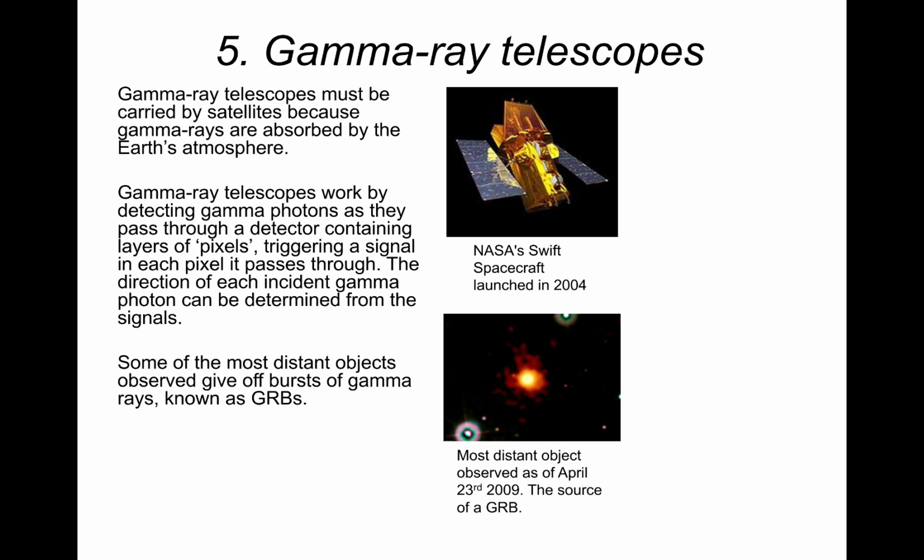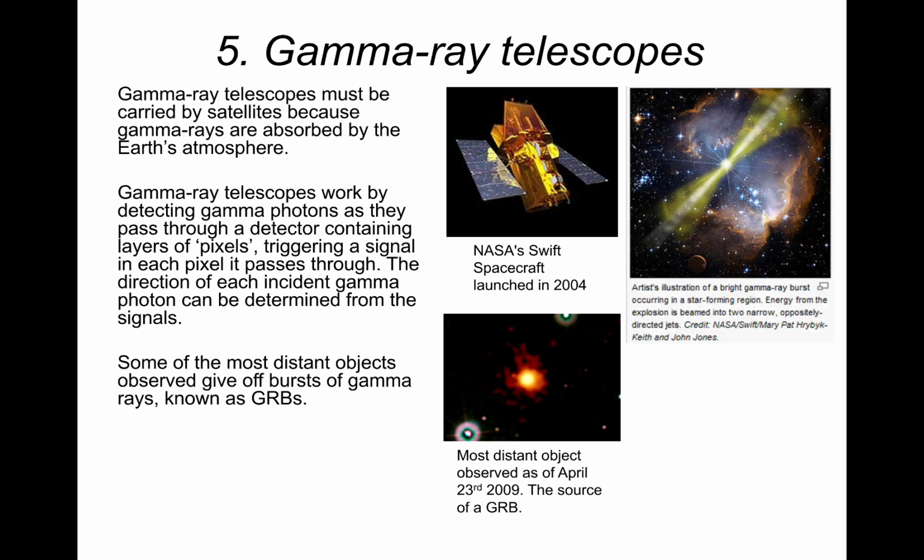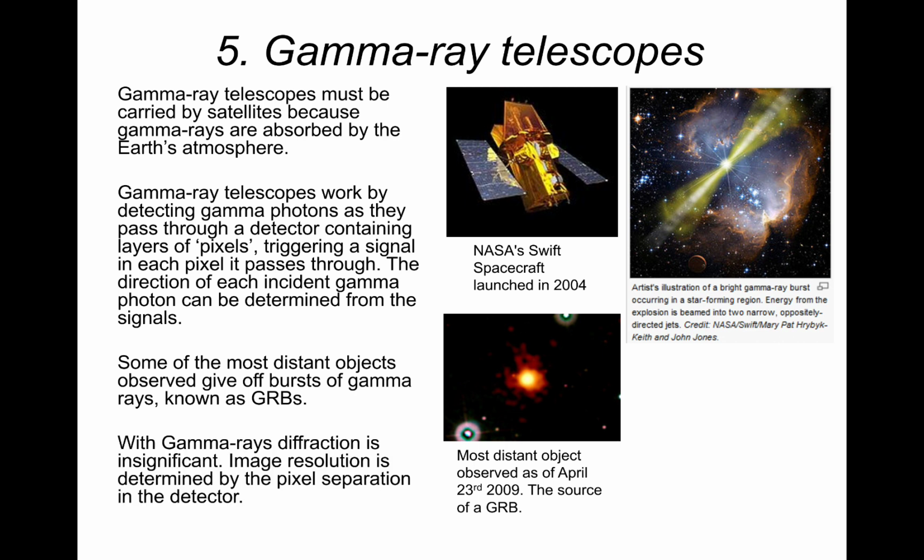So some of the most distant objects observed give off bursts of gamma rays, known as GRBs or gamma ray bursts. Gamma ray burst, sorry. So that's an artist's illustration. Explosion beaming two narrow, oppositely directed jets. You do not want to get hit by a gamma ray burst. If the Earth was hit by a gamma ray burst, all kinds of terrible things could happen, including the atmosphere being ripped away, obviously. Yeah, that wouldn't be good.